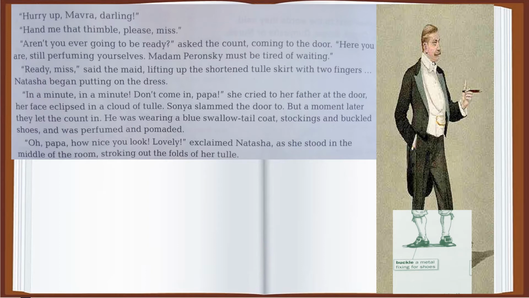Okay, so what do you mean by thimble? Thimble is something that you put on your finger while you are knitting or making clothes. Okay, when we sew, this thimble is what we put on the finger.